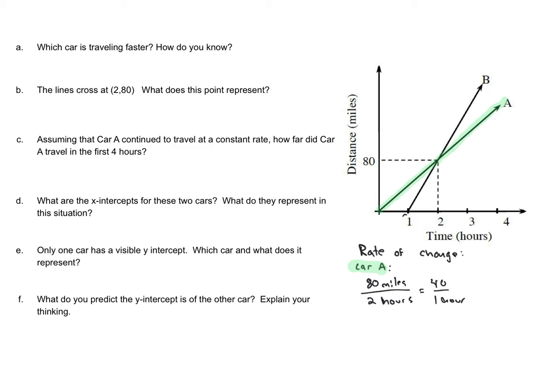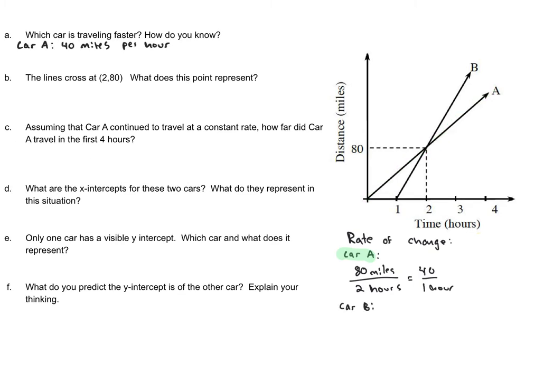And if you look at where this is, car A is at the 1 hour mark, it's about halfway to 80. So we would assume then, well, we don't have to assume because we just did the calculation, that this would be 40 right there. Okay, so now we have that rate. Let's go ahead and write it down. And then we can look at car B.